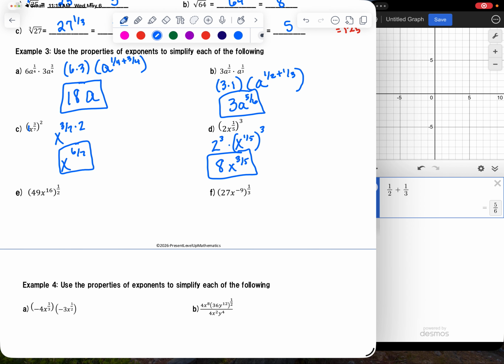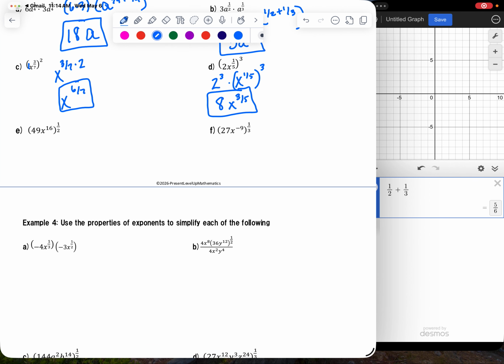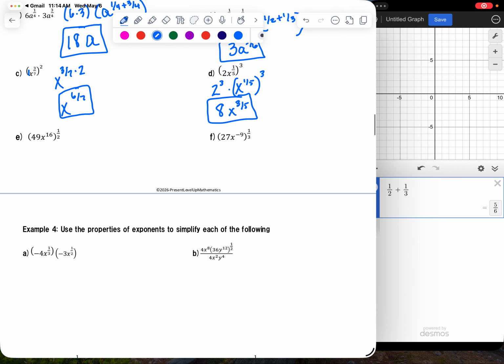All right, problem E is very similar. We have 49x to the 16, and they want us to raise that to the 1/2 power. So this would be 49 raised to the 1/2 power times x to the 16 raised to the 1/2 power. So we want 49 to the 1/2, which remember is the same thing as square root 49. So this would be 7. And here, to raise a power to another power, we multiply the exponents. So 1/2 of 16 is x to the 8.